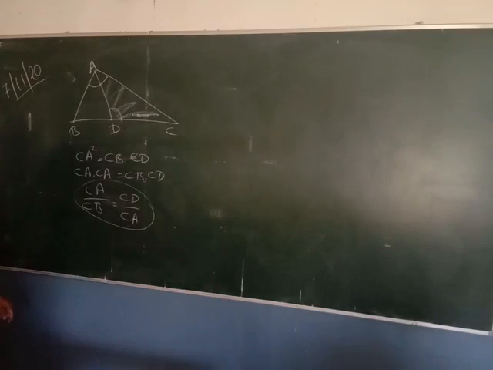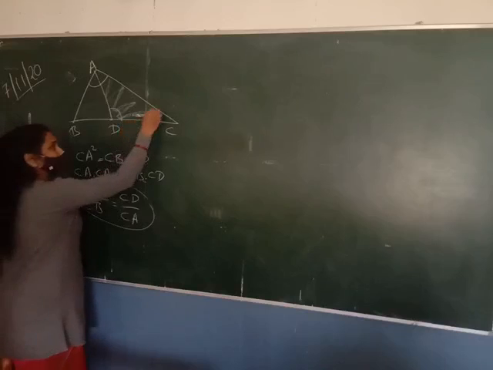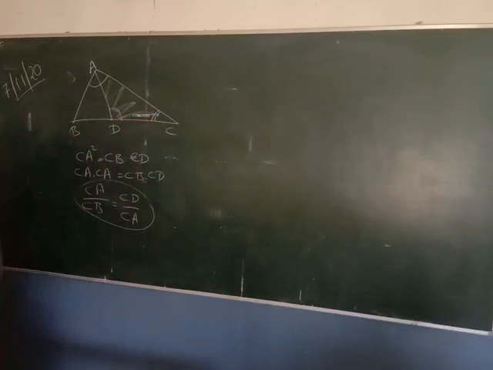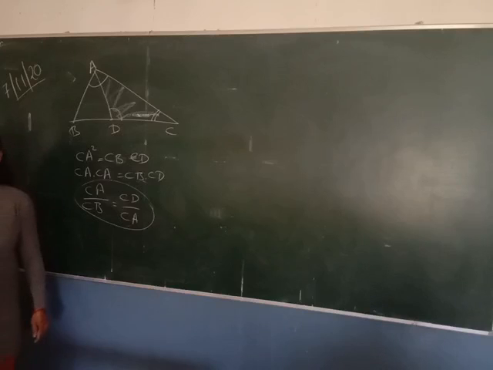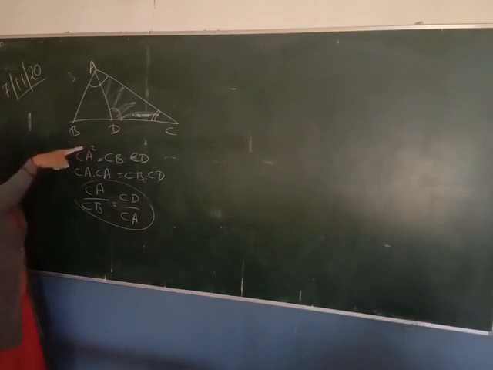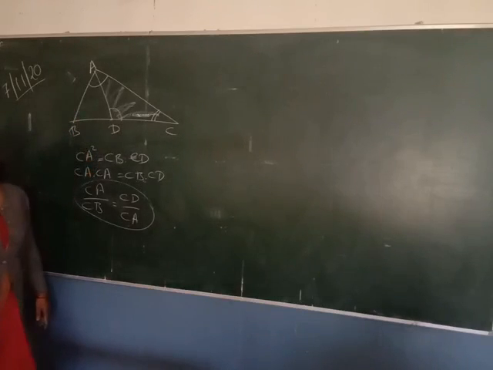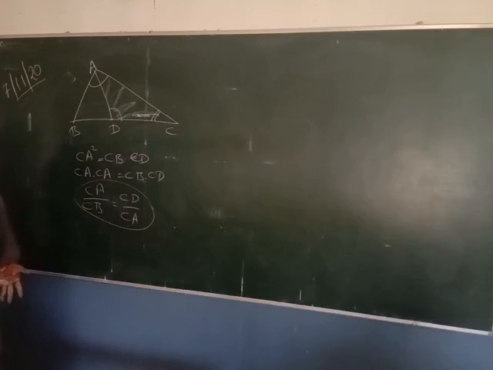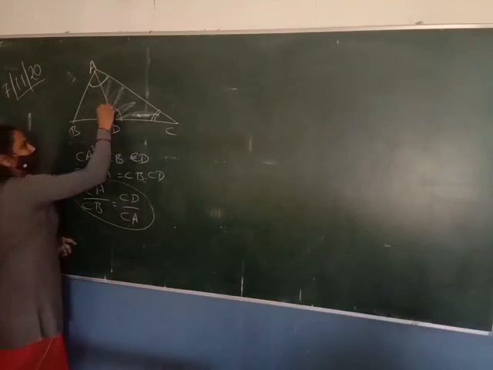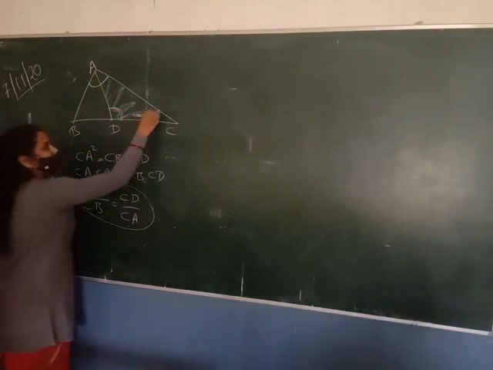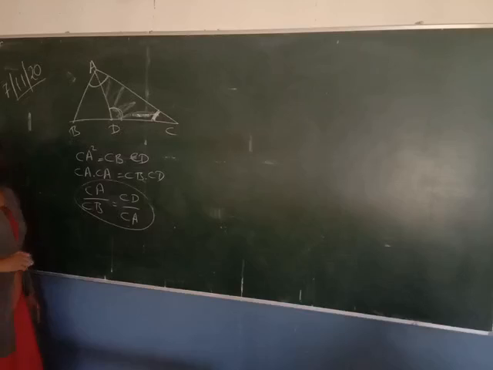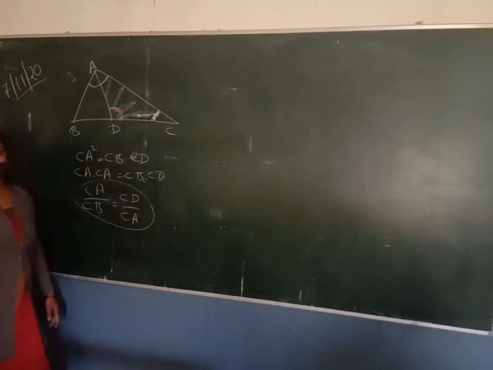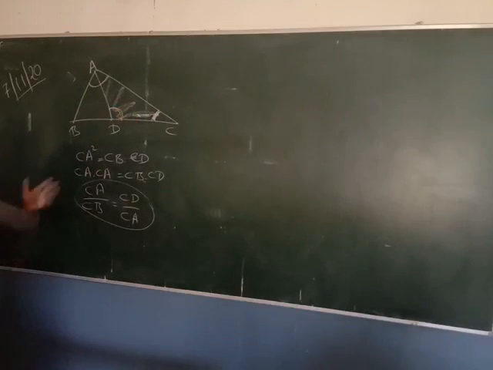Angle C is common in both the triangles. Priyanshu, angle ABC is equal to angle BAC. Angle BAC is equal to angle ADC. It is given in the question. This angle is equal to this one, it is given in the question, and this angle is common in both the triangles. So by angle similarity, we can prove that these triangles are similar to each other.